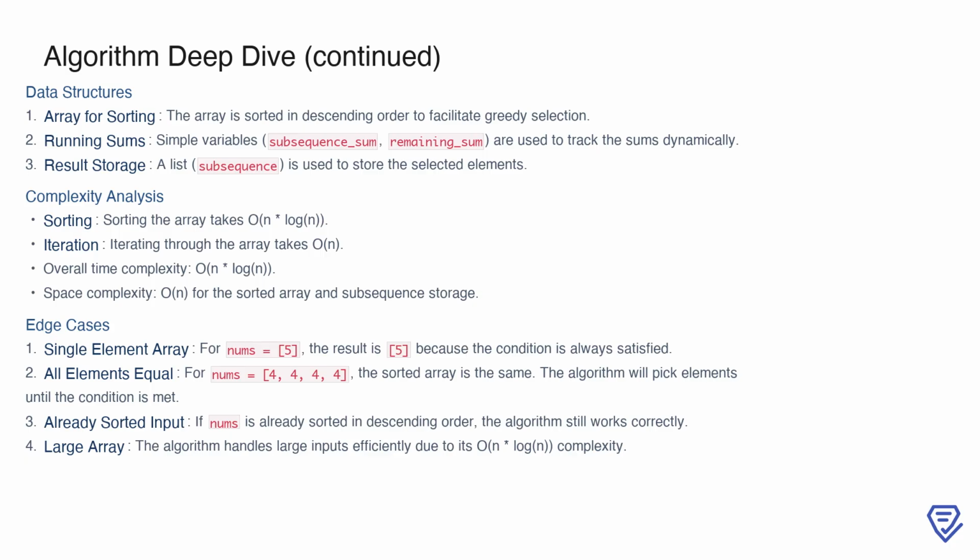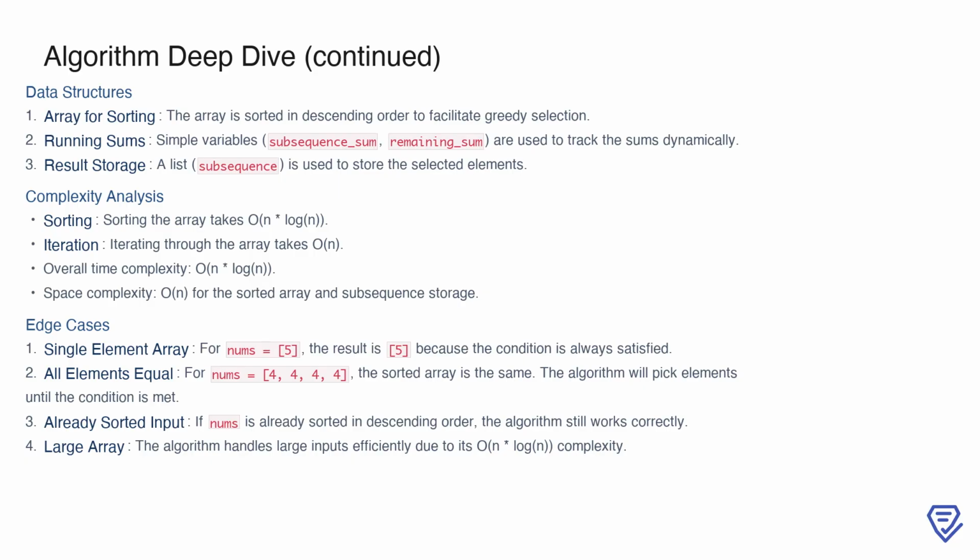To implement this solution, we rely on a few simple yet effective data structures. Sorting is performed directly on the array to arrange the elements in descending order, which facilitates the greedy selection process. The running sums, subsequence_sum and remaining_sum, are managed using basic variables that dynamically update during the iteration. The selected subsequence is stored in a list, which is returned as the result.